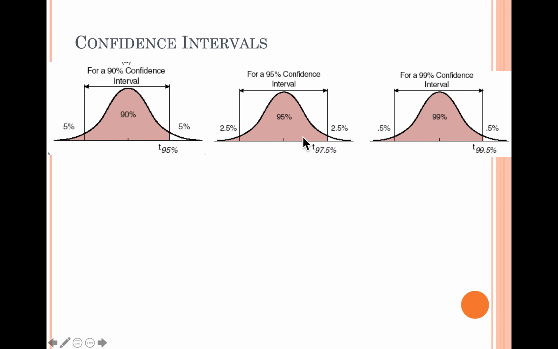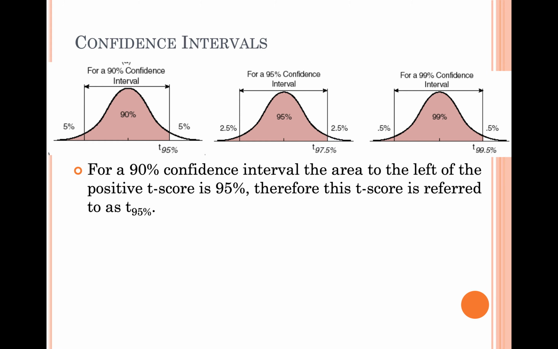We will be building 90, 95, and 99% confidence intervals, and these three t-scores are the three that we care about. Now their values, and I haven't showed you yet how to get those values, will be different based on different sample sizes because the t-distribution changes numerically based on the sample size. So when it comes to referring to the formula, when we build a 90% confidence interval, we're going to use a t-score labeled T95%, and that is because 95% of area lies to the left of the t-score that we need to use in our formula.